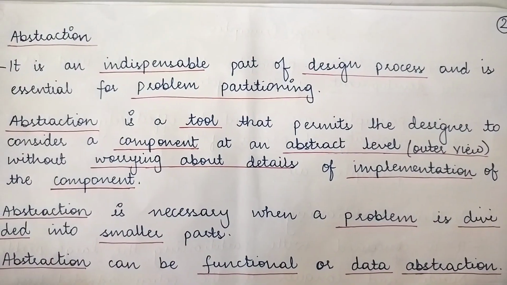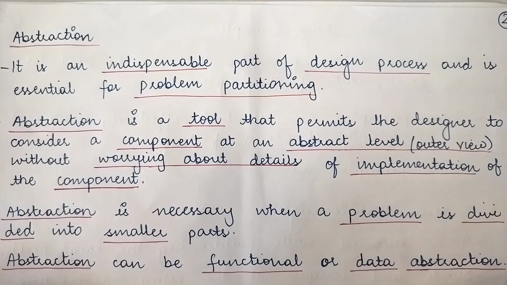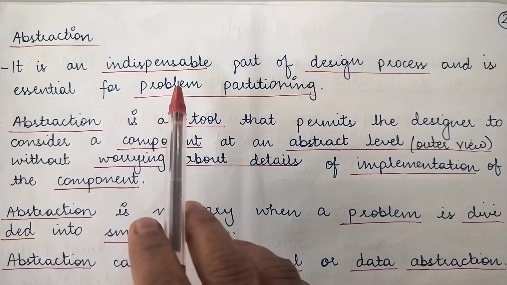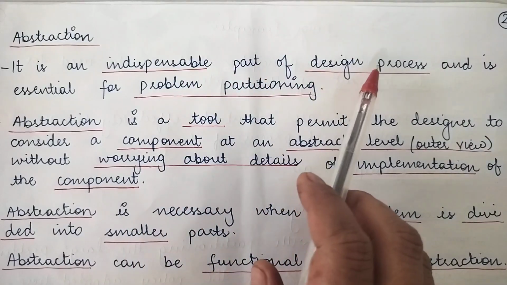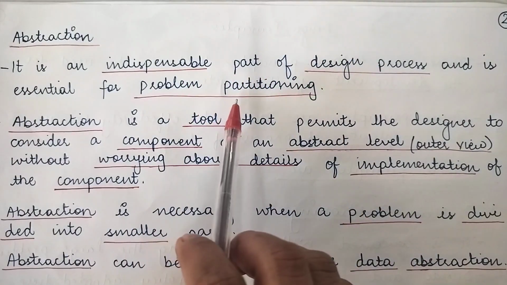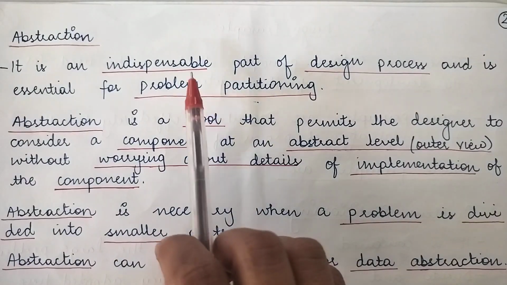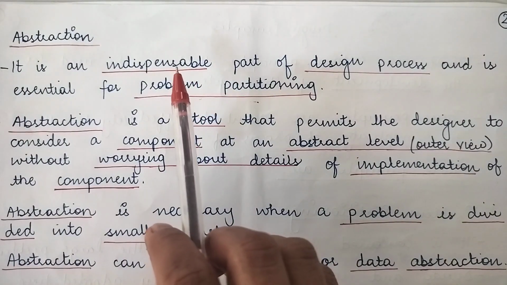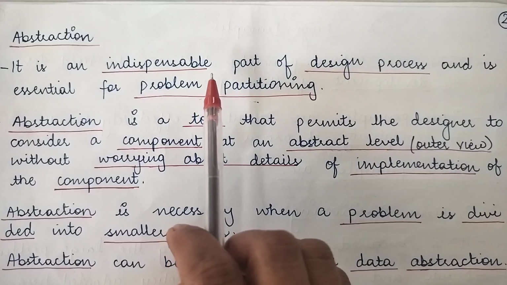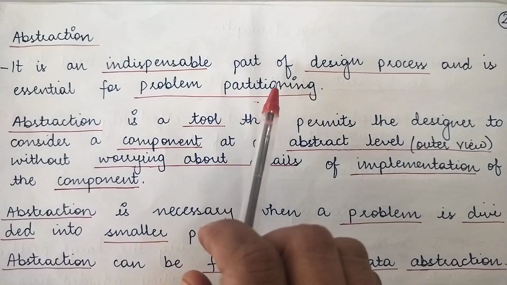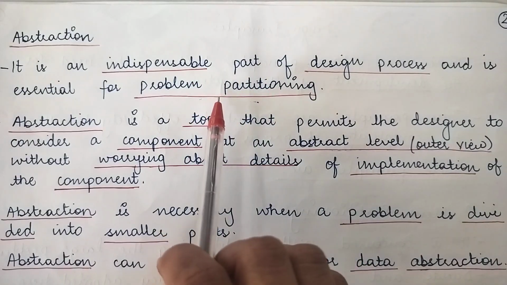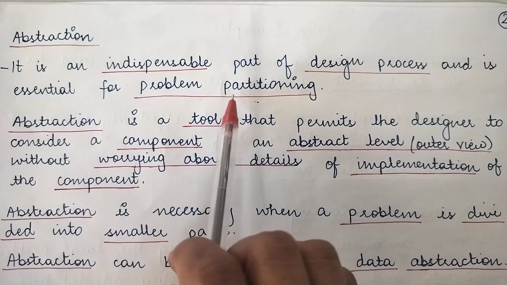Now another design principle, the first one was problem partitioning. Another design principle is abstraction. Abstraction is an indispensable part of the design process and is essential for problem partitioning. That means if there is problem partitioning, then there will be abstraction. It is unavoidable.